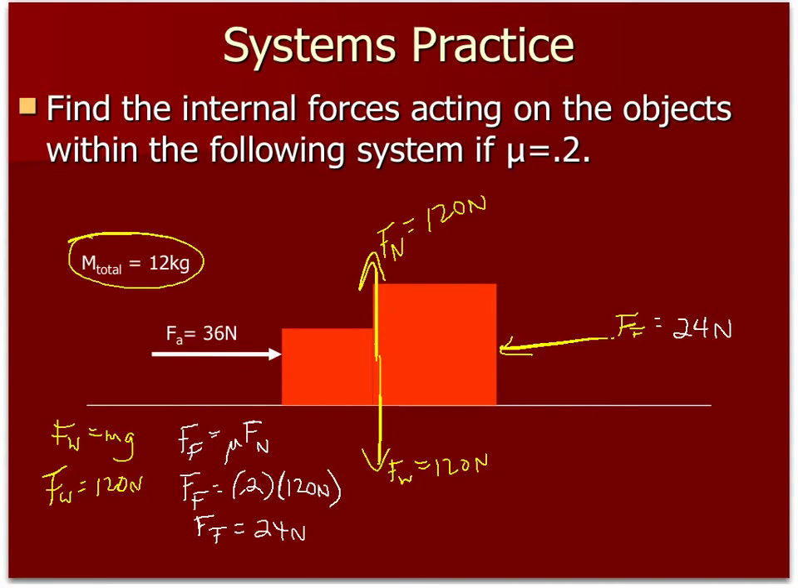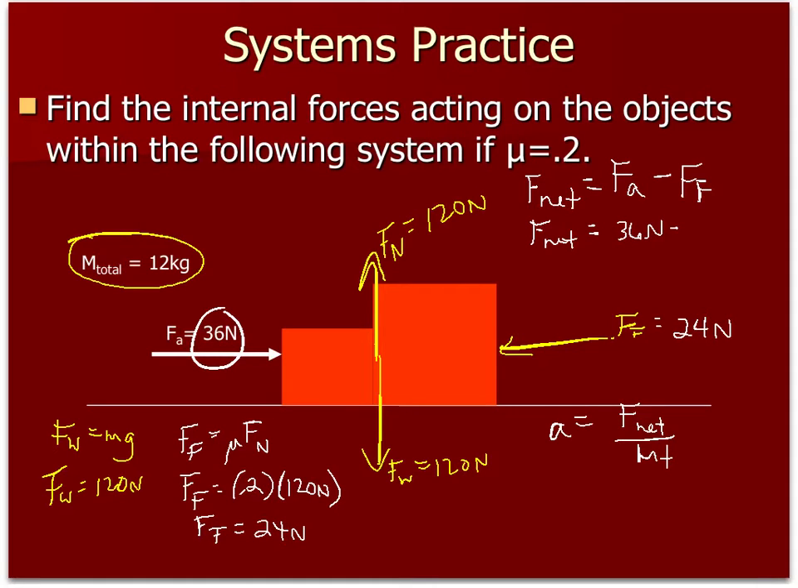Now that we know that frictional force and we know it's going in the opposite direction of that applied 36 Newton force, I can find my F net, which then ultimately is going to allow me to solve for the acceleration of the system. And so we know that that net force is going to cause this system to accelerate, and since the 36 Newton external force is larger than the friction, we know it's going to be moving to the right. So we take Fa minus that force of friction, or 36 newtons in this case minus 24 newtons, which is going to give us an F net of 12 newtons.